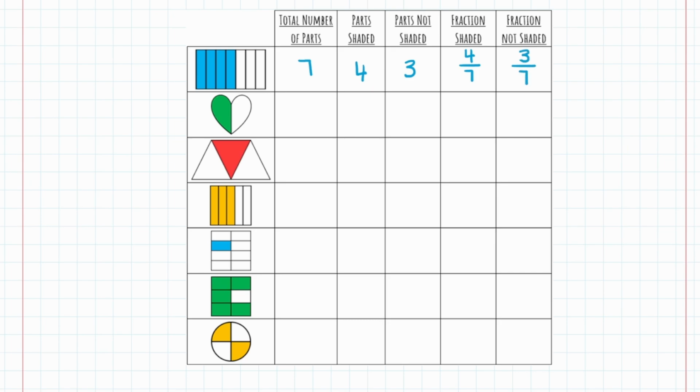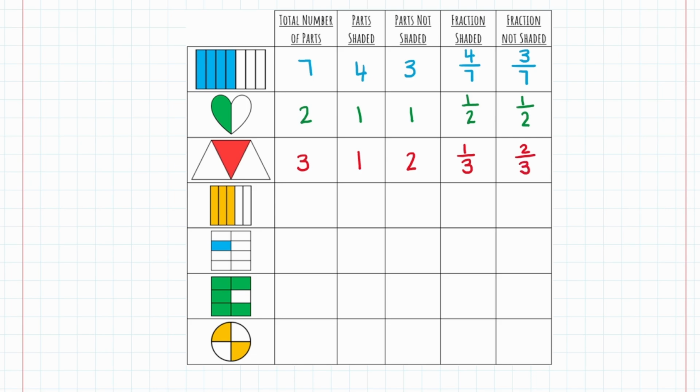For number 2, our heart has been divided into 2 parts. 1 part has been shaded while the other part has not been shaded. This means that half is shaded and half is not shaded. Our trapezium has been divided into 3 equal triangles. 1 part has been shaded while 2 parts are unshaded. This means that 1/3 of the shape is shaded while 2/3 of the shape is unshaded.